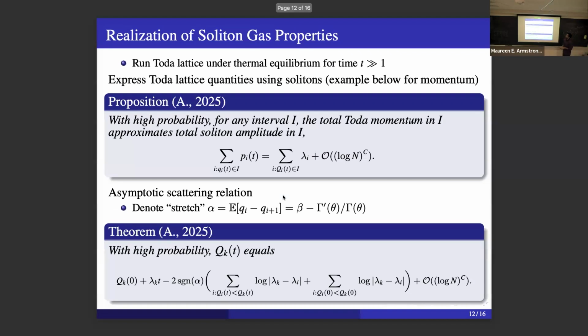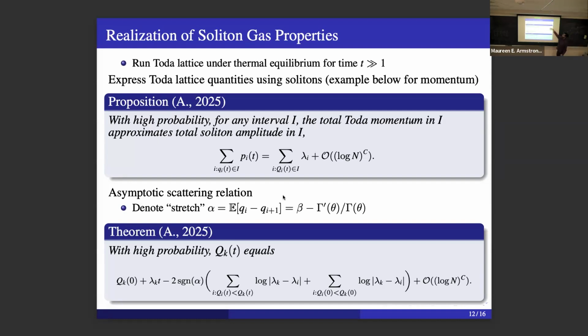Okay. So now I can try to state some theorems. I'm again going to take my Toda Lattice under thermal equilibrium, and I'm going to run for a long amount of time. As I said, there are two statements that you might want to know. The first is that you can express the Toda Lattice quantities using solitons. Since Toda particles and solitons are in bijection, it's very natural to think that the number of solitons in an interval is equal to the number of Toda particles in an interval. Up to a small error, this is a bijection. So that statement is kind of immediate.